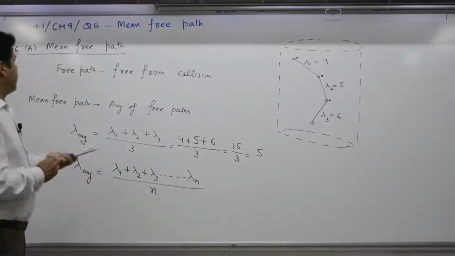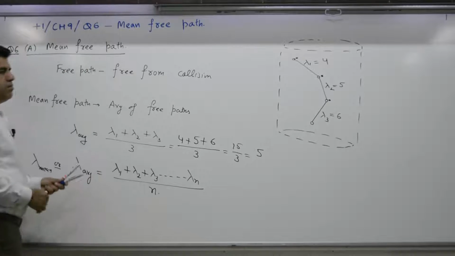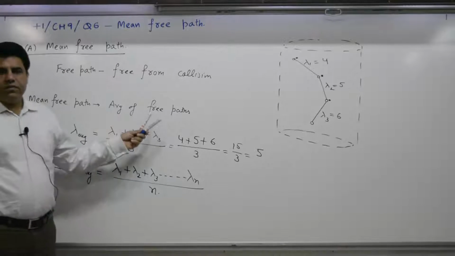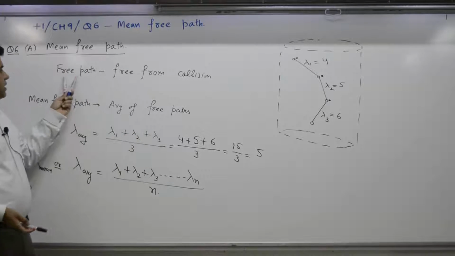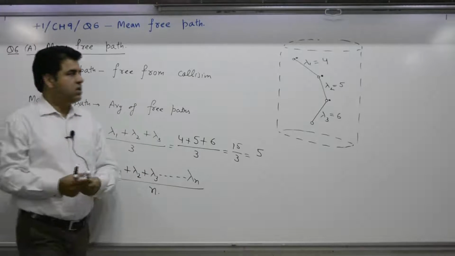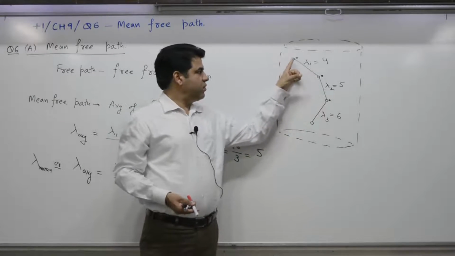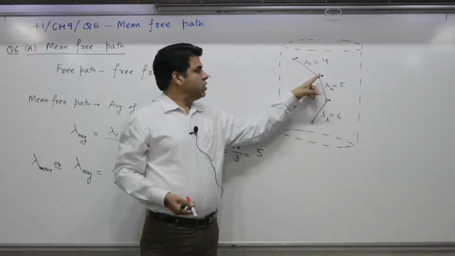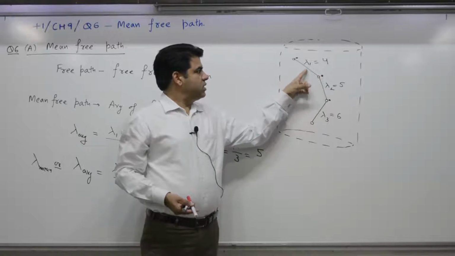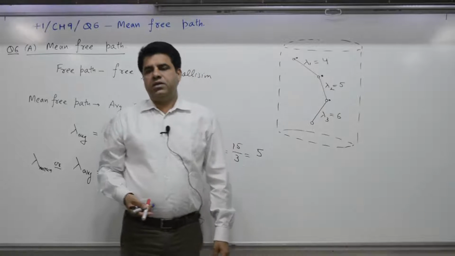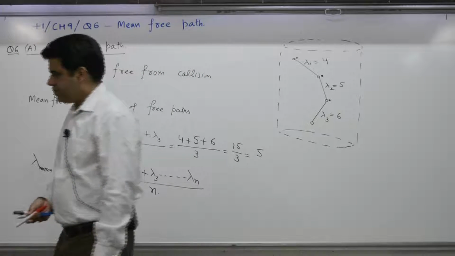So what is mean free path? Mean free path is the average of free paths. What is a free path? A free path is the path which is free from a collision, that is, the distance covered from one collision to the next collision. This is termed a free path. Time with you is 3 minutes to write.